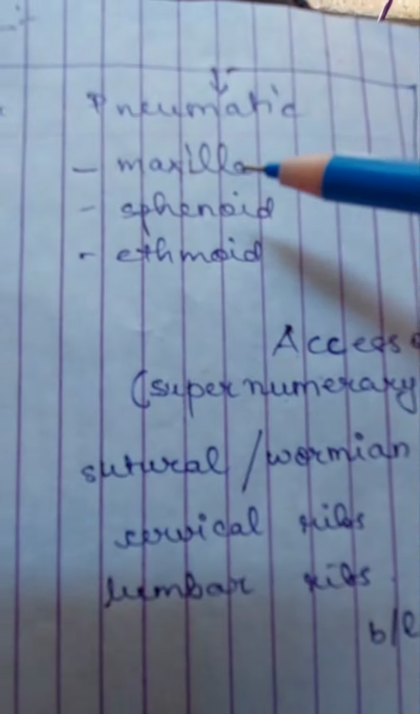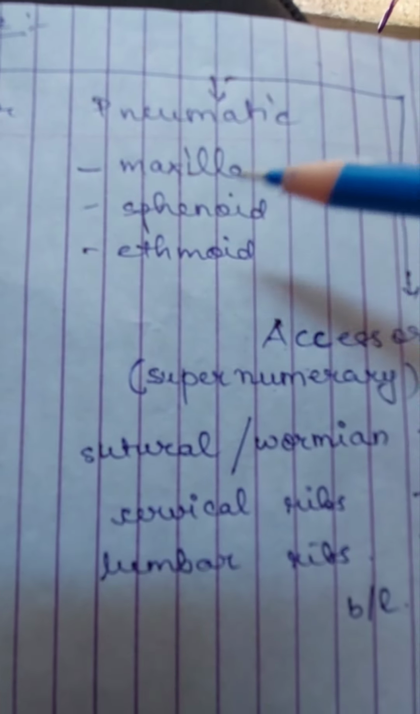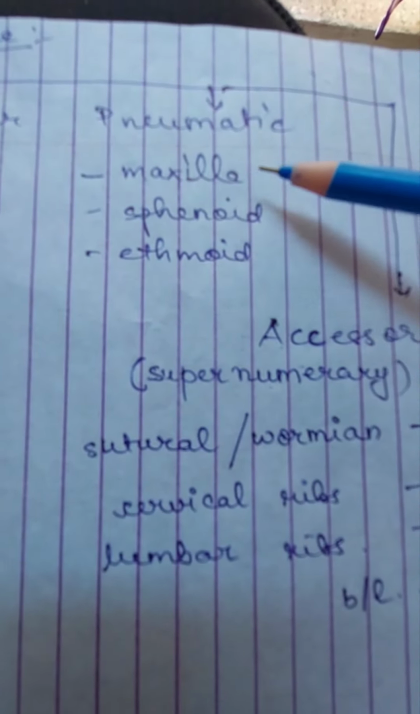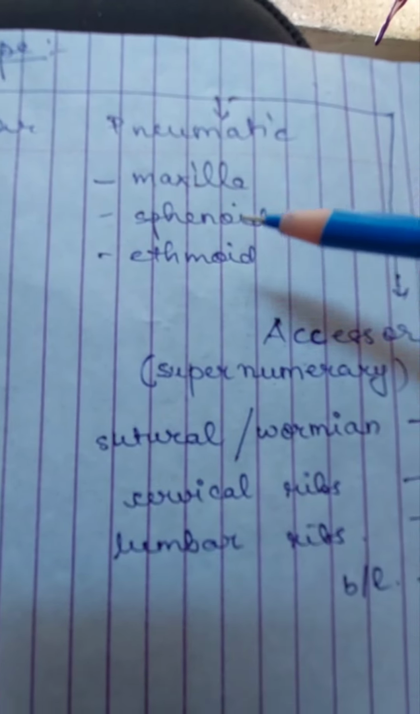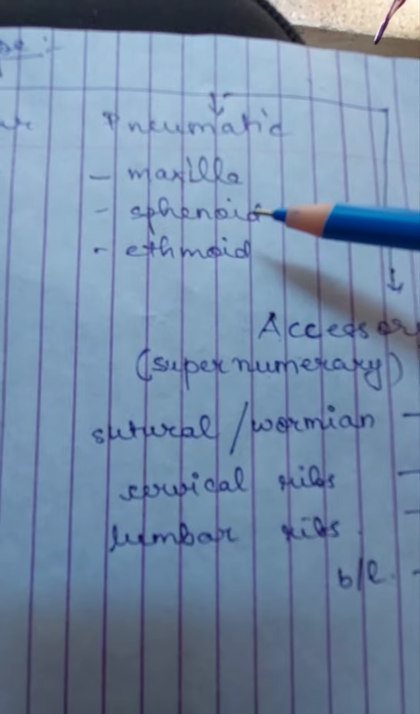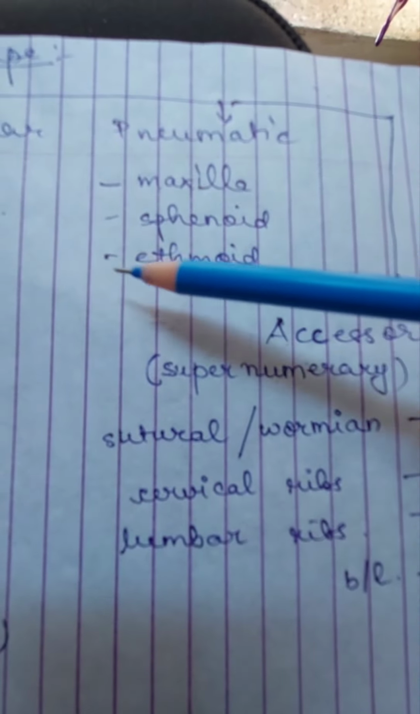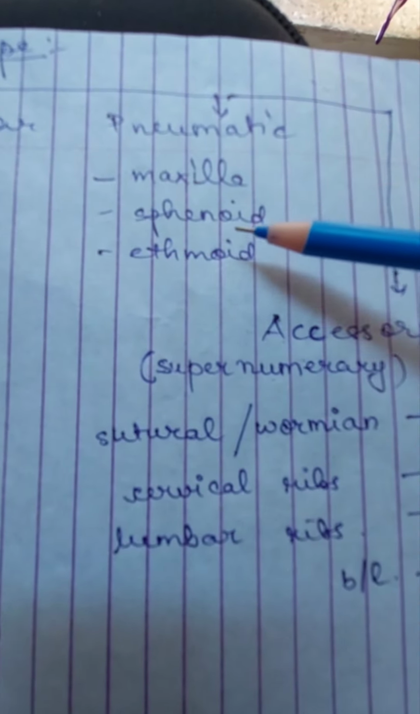What about the pneumatic bones? Now, pneumatic bones are the ones having the air sinuses, like the maxillary sinus, sphenoidal sinus, ethmoidal sinuses. We also have frontal here. So these would be the pneumatic bones which have the air sinuses in them.